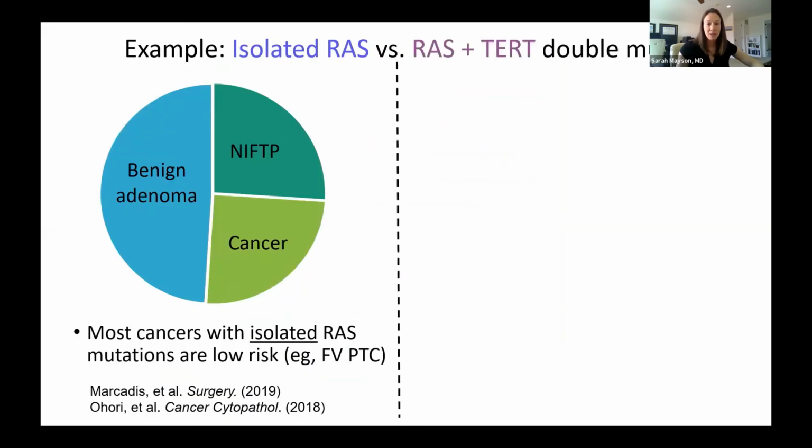So on the left-hand panel, I illustrated the likelihood of different types of neoplasms that you'll see in the setting of isolated RAS mutations. Up to 50% of tumors in this setting will be benign adenomas, 25 to 30% NIFTP, and the remainder are malignant. But most cancers, as Dr. Nikiforov pointed out earlier, that have isolated RAS mutations can be low-risk follicular pattern tumors like follicular variants of PTC, and appropriate management in most cases with these isolated RAS mutations is with a lobectomy.